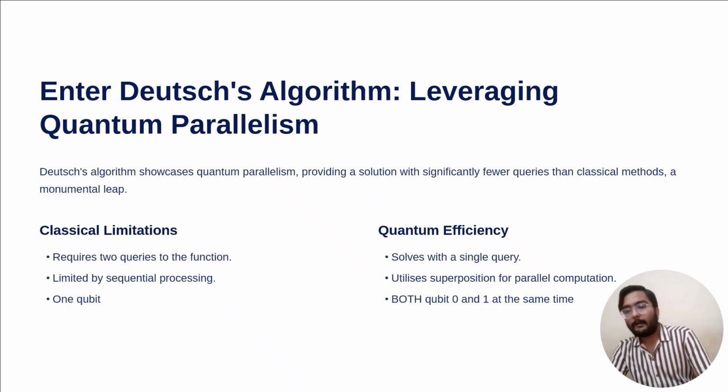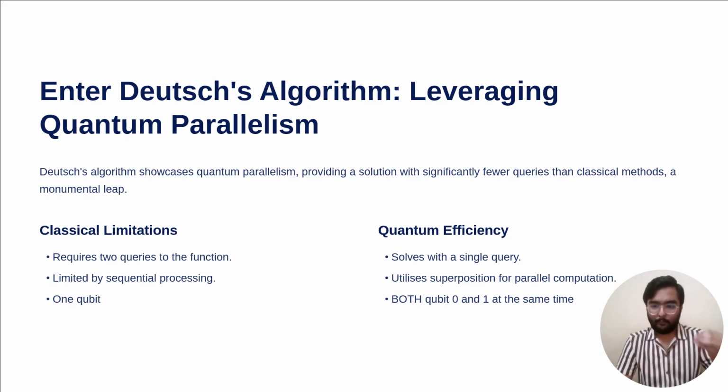Now we enter the main part, Deutsch's algorithm relying on quantum parallelism. This shows how a quantum computer can use quantum parallelism. So far, we saw that a classical computer must call the function twice, once with input 0 and once with input 1. The key idea of Deutsch's algorithm is to use a qubit in superposition so that the function is, in a sense, evaluated on both inputs at the same time.